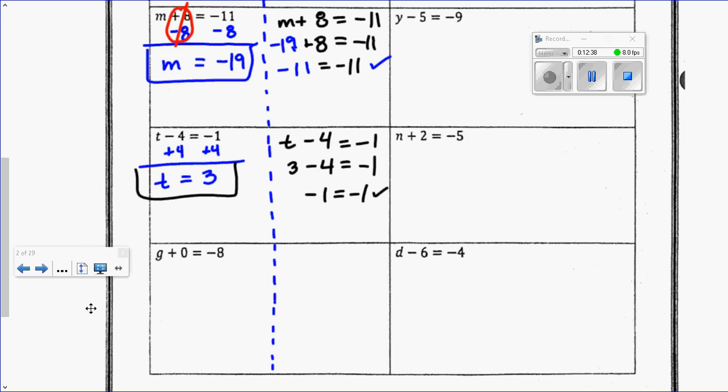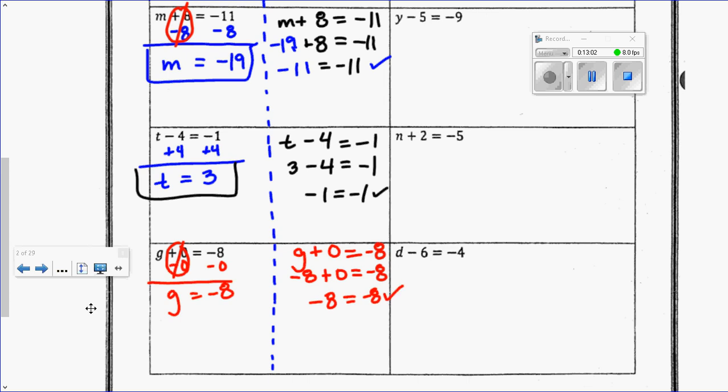Okay, did you get confused on this last one? Plus 0, minus 0, nothing happens. Negative 8 minus 0, nothing happens. g is actually negative 8. And if you do the check, you'll notice that negative 8 plus 0 is exactly that number, negative 8. And now my two sides are balanced, and I'm right.